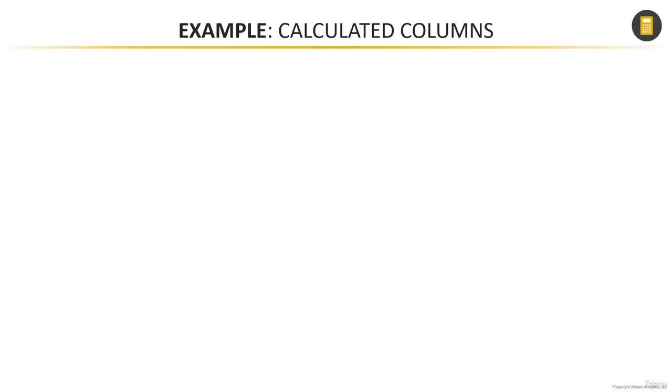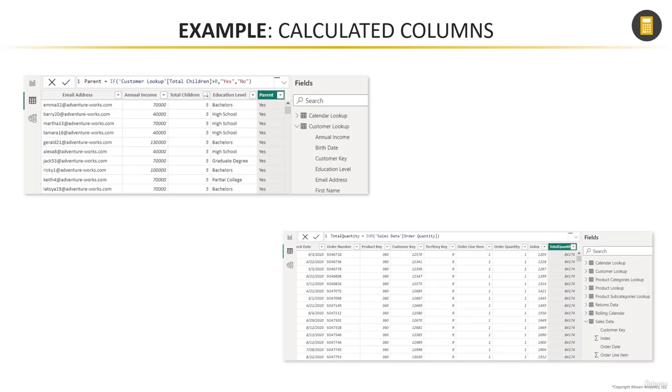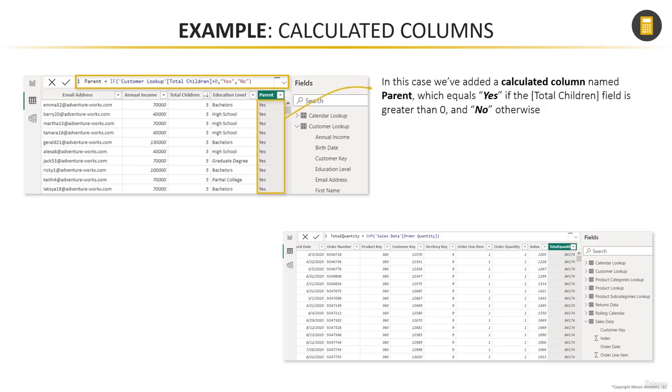Alright, so let's walk through a couple of quick examples. Here we've got two different tables, and in each case we've created a new calculated column. In the top one for parent, and then in the bottom right, one for total quantity. Now, in the top left example, you'll notice that in the DAX formula bar above the table preview, we've created a new column that we've named parent, which equals yes if the total children field in that table is greater than 0, otherwise return a no.